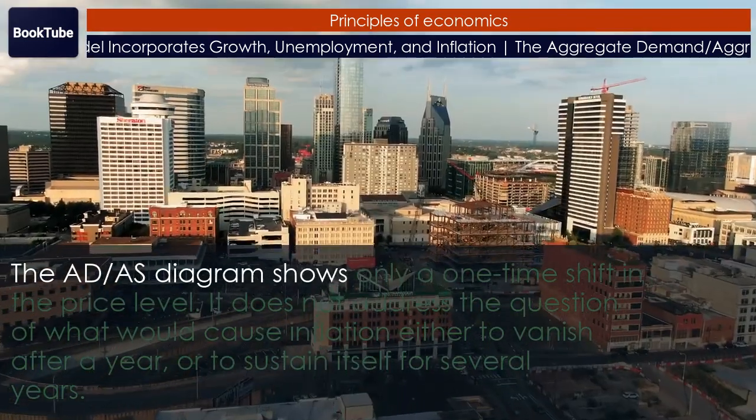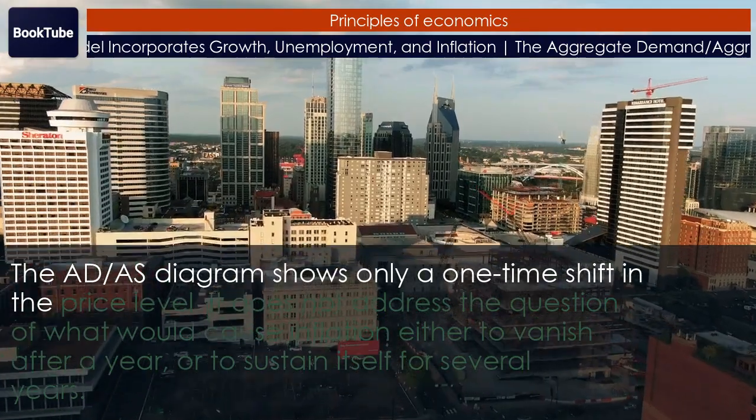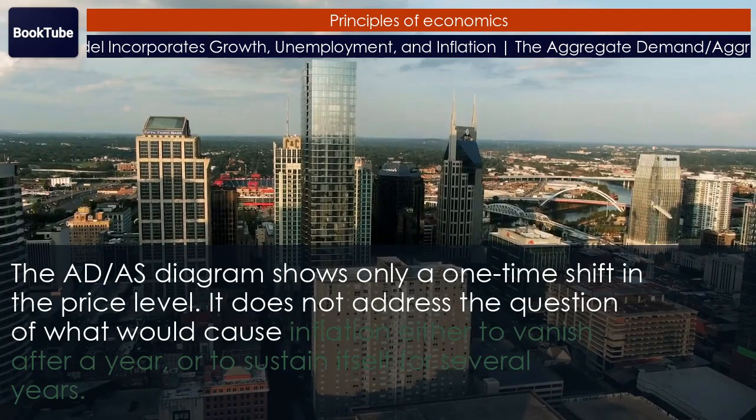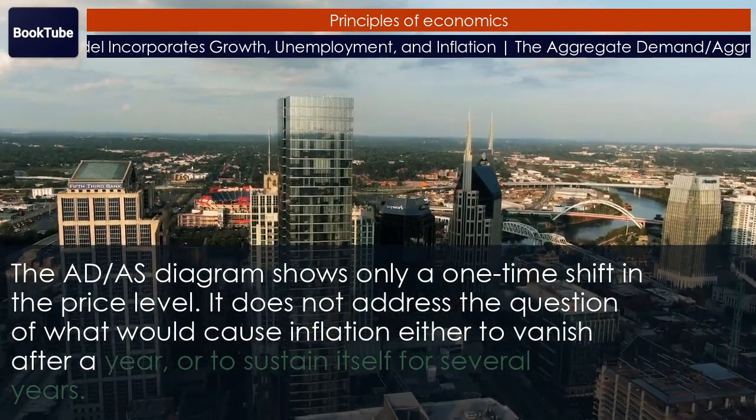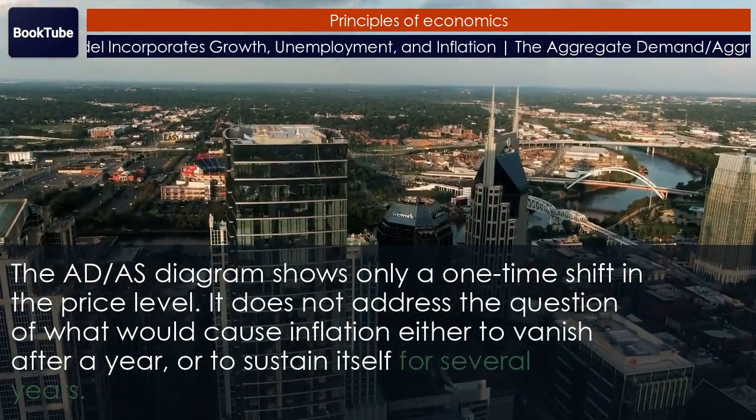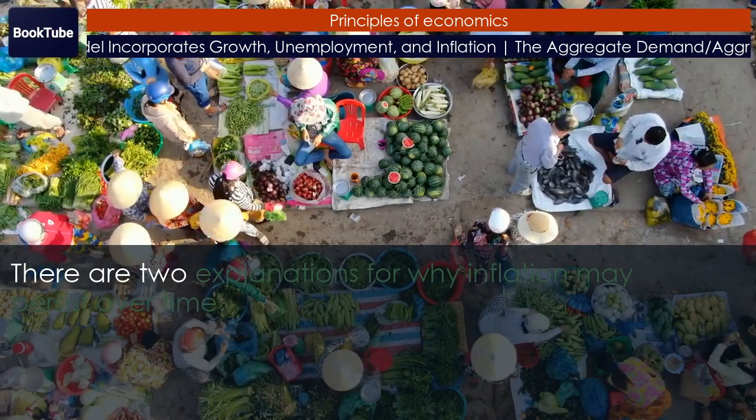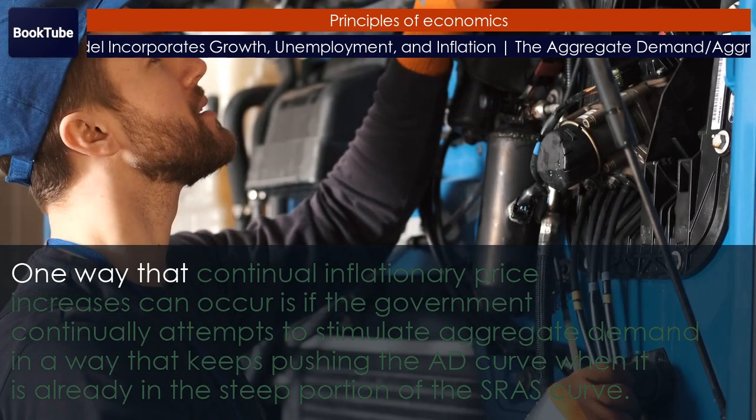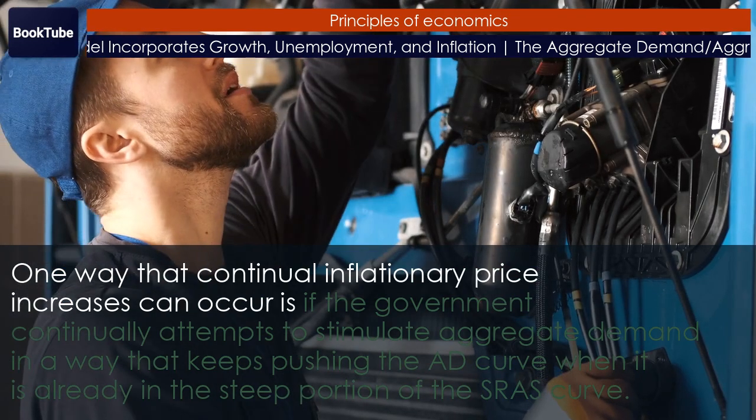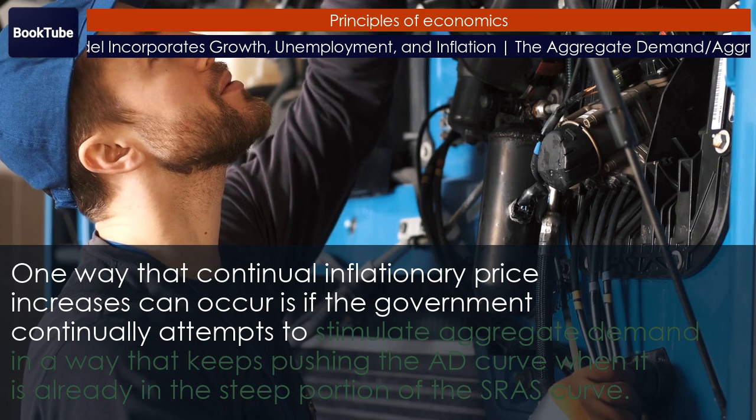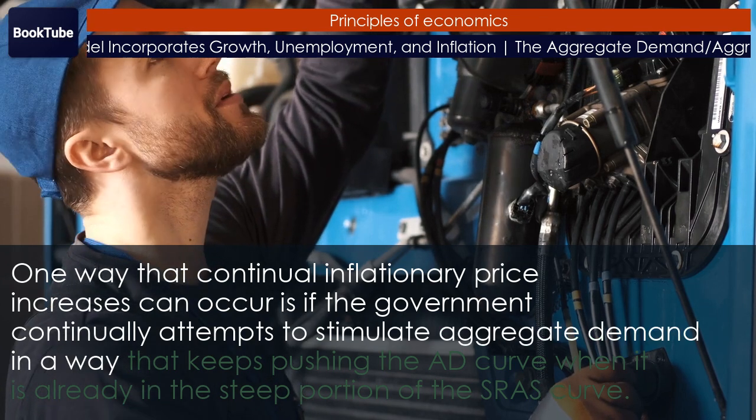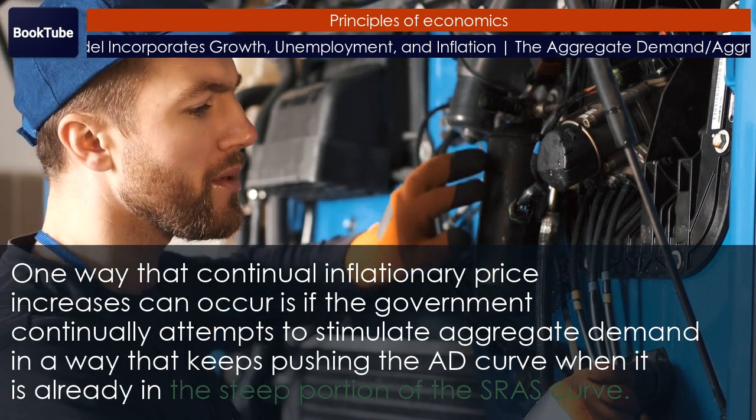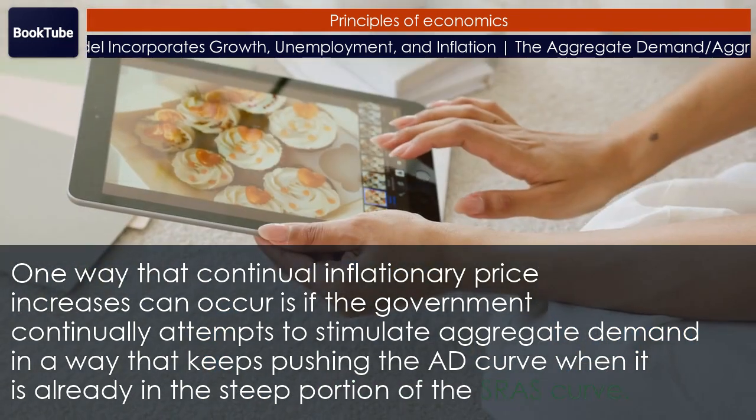The AD diagram shows only a one-time shift in the price level. It does not address the question of what would cause inflation either to vanish after a year or to sustain itself for several years. There are two explanations for why inflation may persist over time. One way that continual inflationary price increases can occur is if the government continually attempts to stimulate aggregate demand in a way that keeps pushing the AD curve when it is already in the steep portion of the SRAS curve.